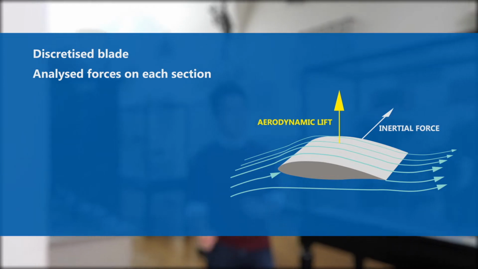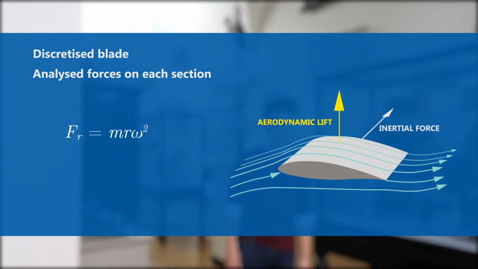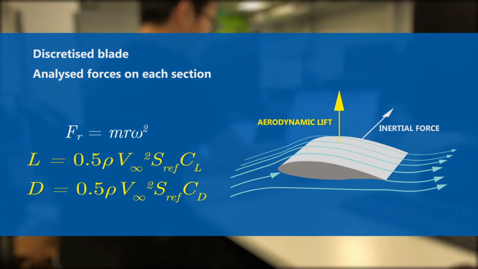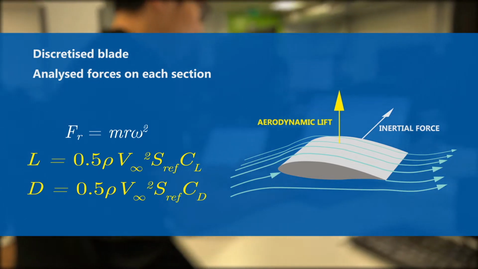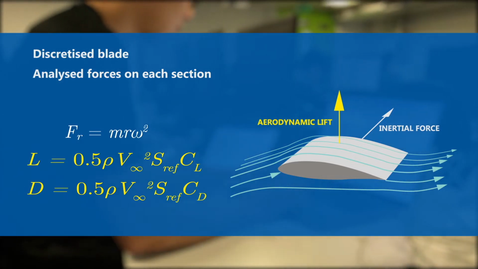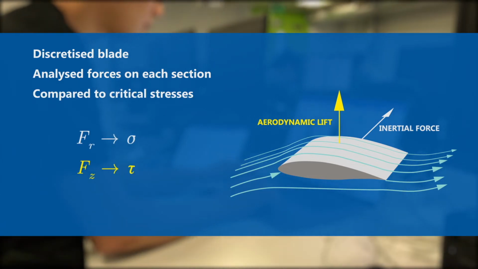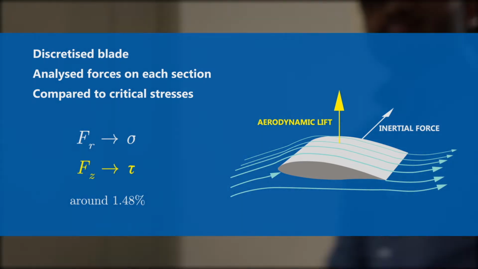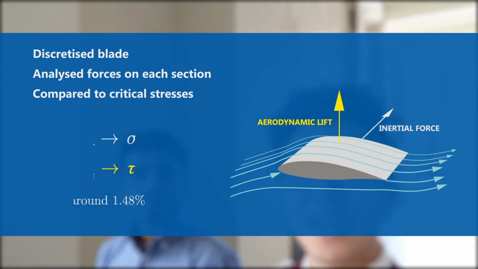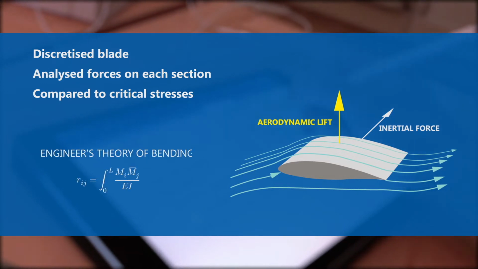The inertial force was obtained by using circular motion theory, and the aerodynamic forces were obtained with the lift and drag coefficients of the airfoils used, resolved into normal and tangential components. These were converted to stresses and compared to critical values published for ABS plastic, and all were around 1% of the critical value. We also calculated the deflection at the tip of the blade using engineer's theory of bending.